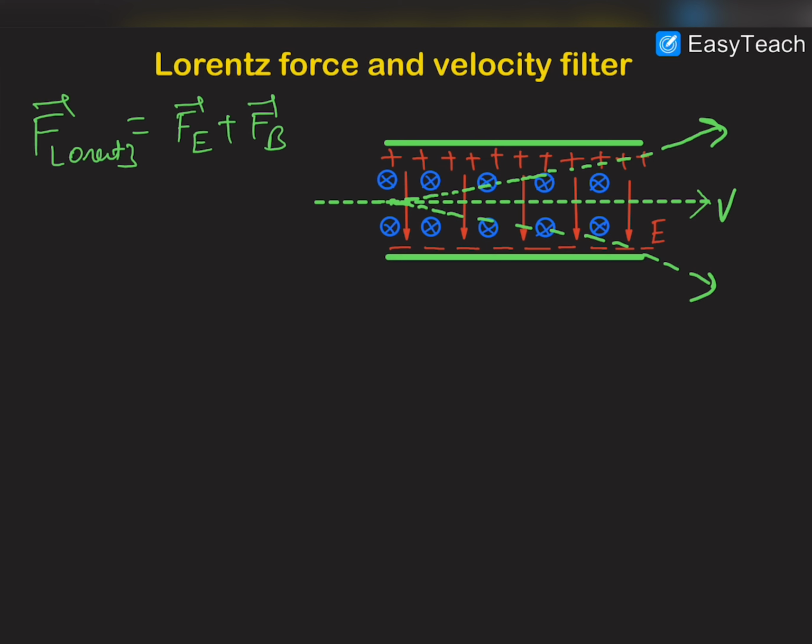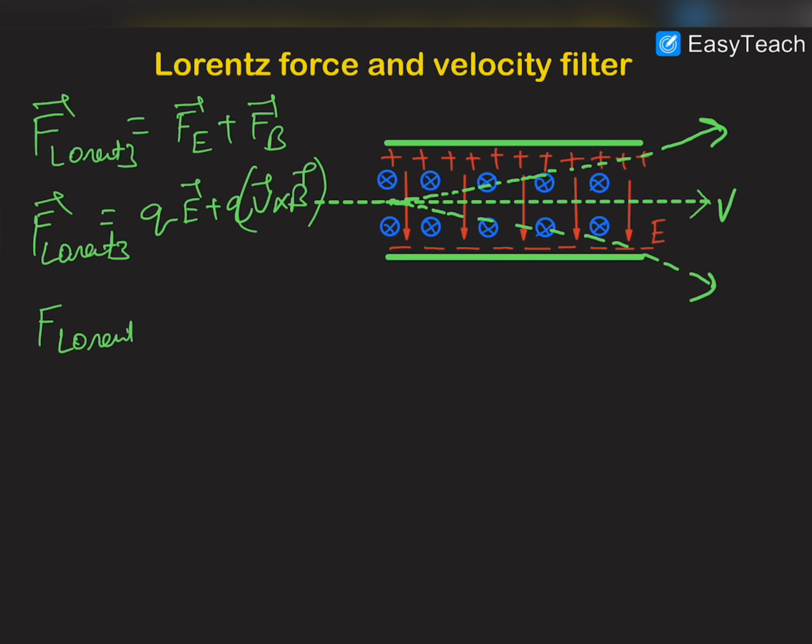and hence we can say that F Lorentz will be equal to QE plus QVB, and this is Q V cross B. Obviously we know the vector form of this force, so this is the Lorentz force, and if we take Q common, then F Lorentz will be Q(E plus V cross B). This is the Lorentz force.